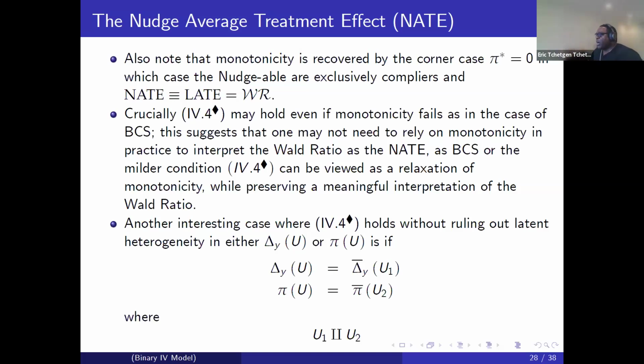I'm only worried about the Wald ratio being interpretable, and I do not want to touch the outcome model. And so here are a set of sufficient conditions in which both can be attained, and the causal effect can still be interpreted as a causal effect for a given subpopulation. Another interesting case where IV4 diamond holds without ruling out latent heterogeneity is if both functions, delta Y U and pi U, depend on some component of U and those components are independent of each other.